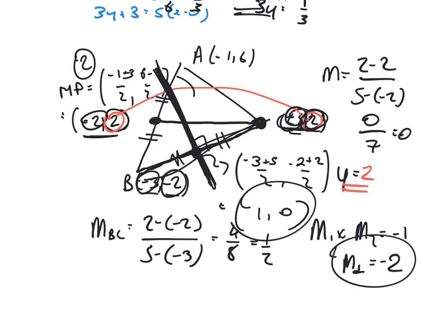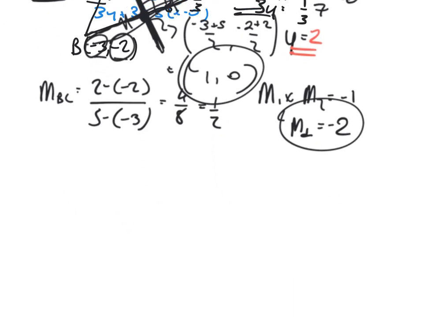So I've got my gradient, I've got my point 1, 0, and it's straight into y minus b equals m bracket x minus a. So y minus 0 equals minus 2 bracket x minus 1. That's y equals minus 2x plus 2.